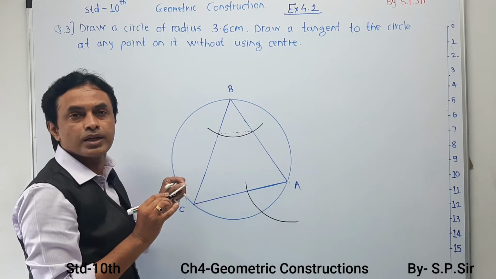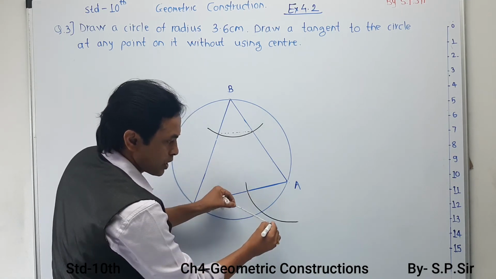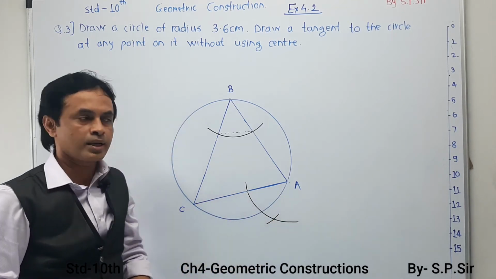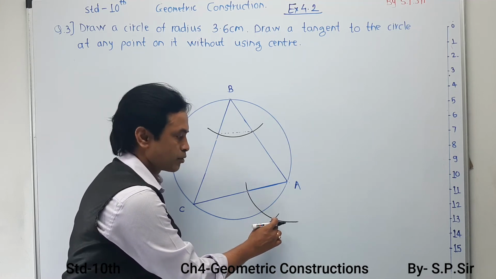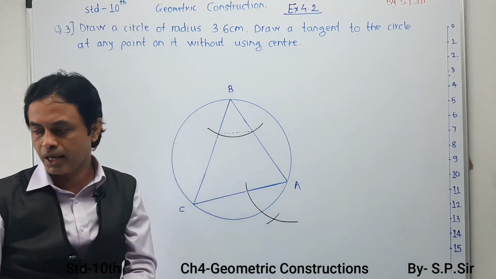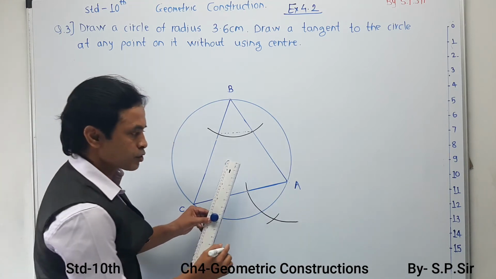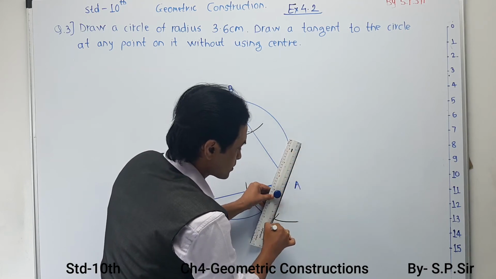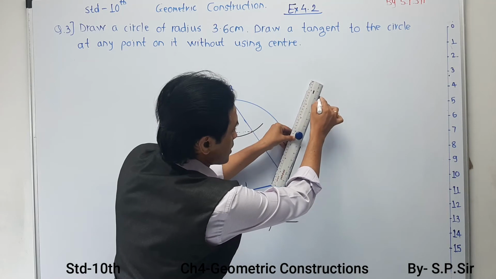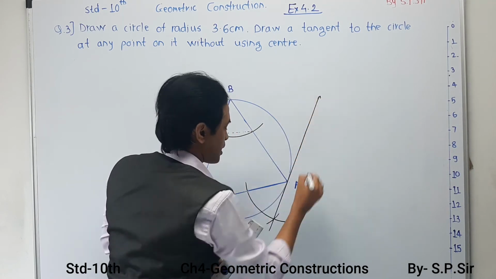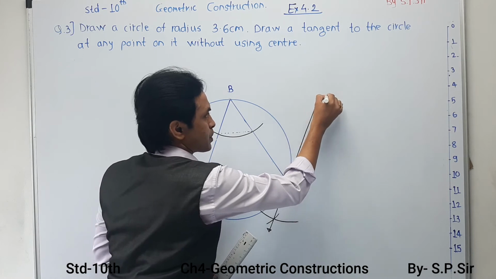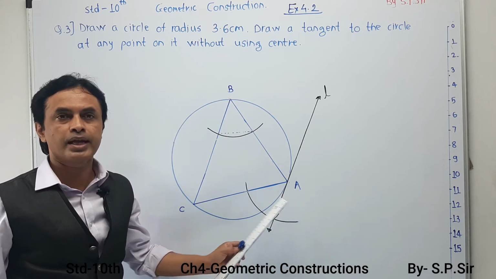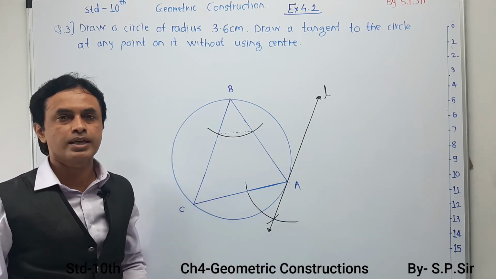I take, this is only a reference, taking one vertex over here and second marking over here, and you have to make a mark over here, and in this way you have generated a new point. And now you have to join this point with A and draw a line, and that will be your tangent. So here I am going to join this point A, and in this way you can say the line L. Now here line L is tangent to the circle at point A, and we have drawn this tangent without the center of a circle.